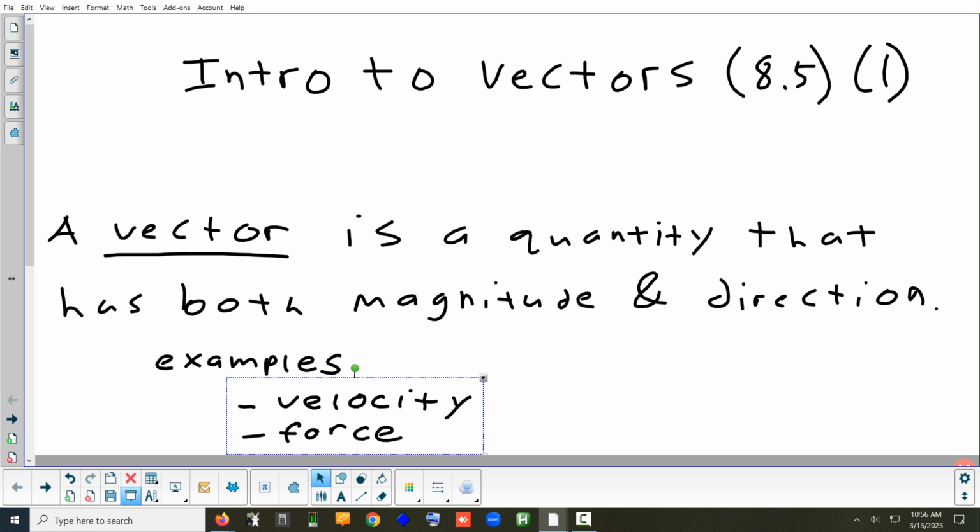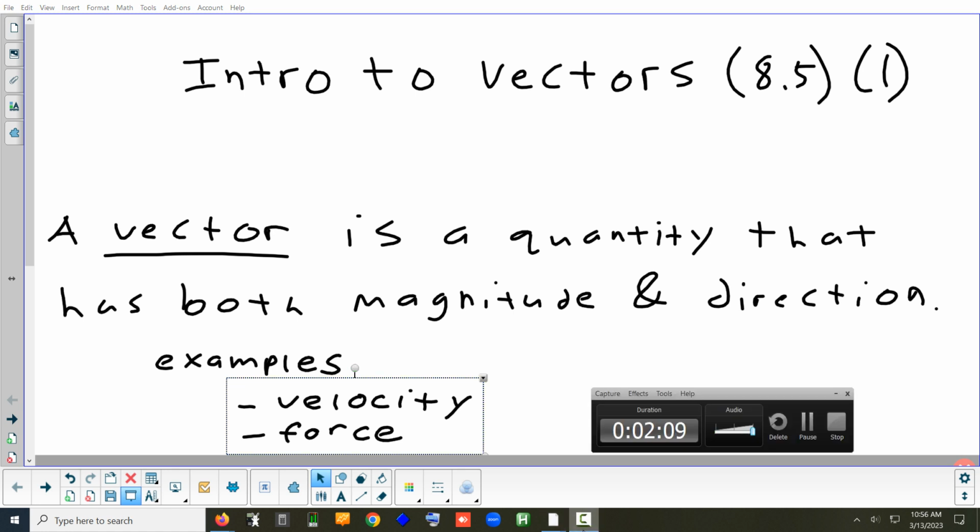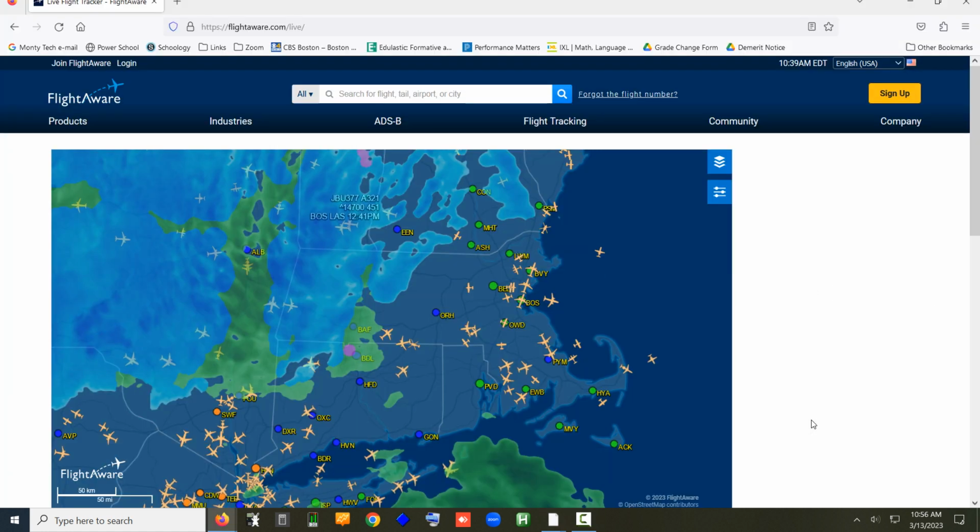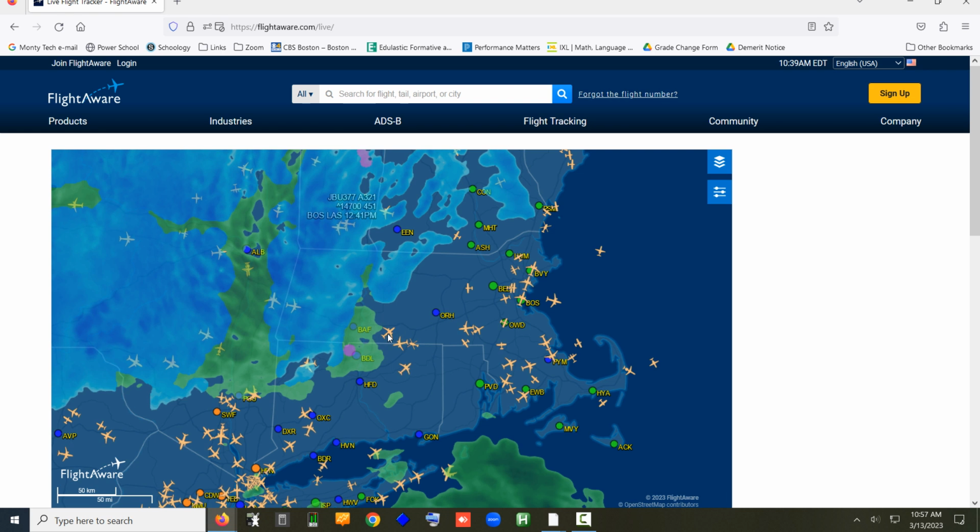So let's look at an example of a velocity vector, kind of like a real-time thing. Here's an example of different planes in the area, and you could think of each one of these planes as a vector. Each one of them has a speed that they're moving at and a direction. Now, for an airplane, the direction can change, but let's just click on one and see if we can see something about it.